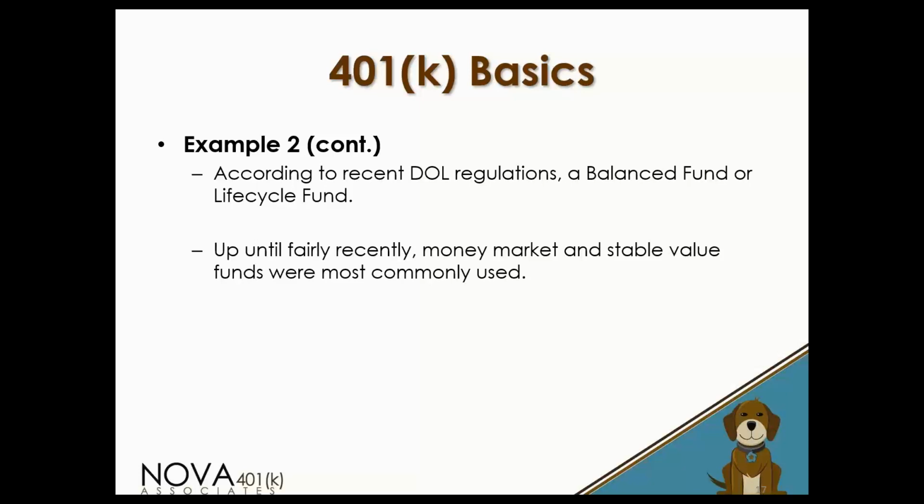But in more recent times, the Department of Labor has said, no, you can't do that, because if that person's money was invested for years and years in a money market fund, they would not be keeping up with inflation. So in essence, they'd be losing money. So according to the Department of Labor's regulation, your default fund needs to be a balanced fund or a life cycle fund. Again, that might not be common sense, but that is important, and your investment advisor can help you to set up a proper balanced fund or life cycle fund as that default fund at the record keeper for participants who have not made an investment choice.